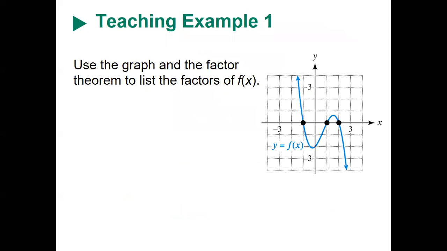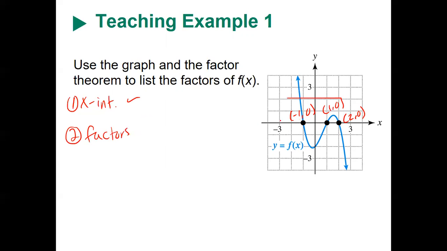All right, so here's our graph. We're given the graph and we're going to write it in factored form. We're just going to make sure we're okay writing it in factored form. First step is to identify your x-intercepts. Where are my x-intercepts? -1, +1, and 2. Okay, check. Step 2 is to write their factors.